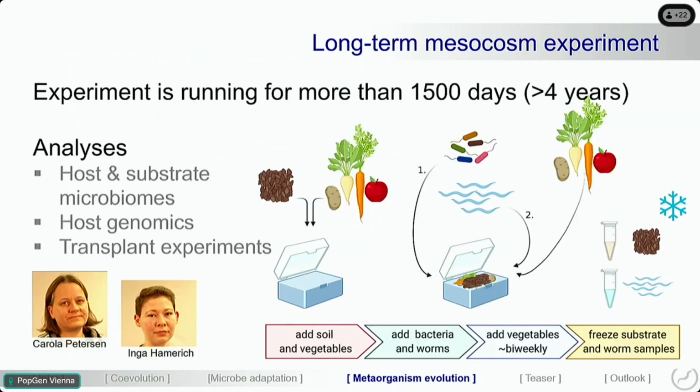And to look at that, Carola Petersen and Inga Hammerich from my group, they actually established a mesocosm approach for experimental evolution. So essentially what we do, we chop up some vegetables, combine it with sterilized soil, put it into a container like this, and we actually do use the plastic boxes which had pipette tips in it before. And then we add some bacteria. Some bacteria may actually come in with chopped up fruits and vegetables. And then we add worms.